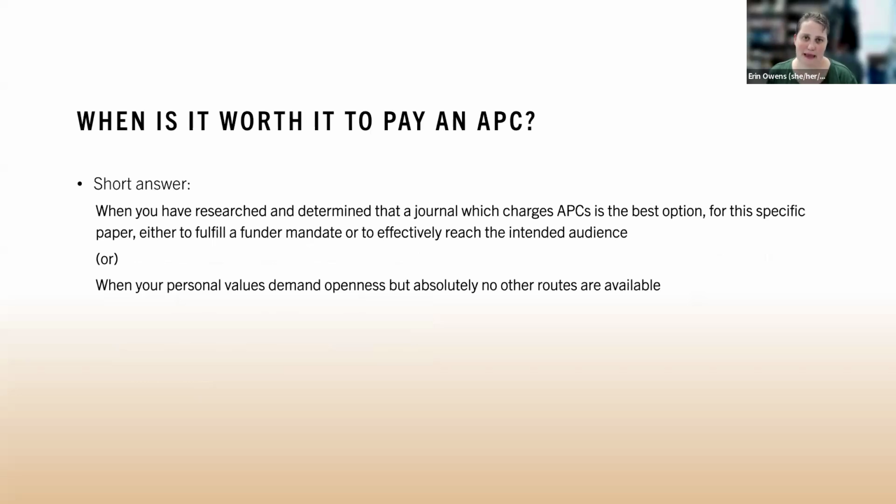So when is it worth it to pay an APC or an article processing charge to make sure that your article appears in open access? The short answer is, if you have researched and determined that a journal that charges these fees is the best option for this specific paper, either to fulfill the mandate of your grant funding agency or to most effectively reach the intended audience. If you have determined that that's the best choice, or if your personal values as a person demand that your work be shared open, but you can find absolutely no other routes to do so than through a fee.